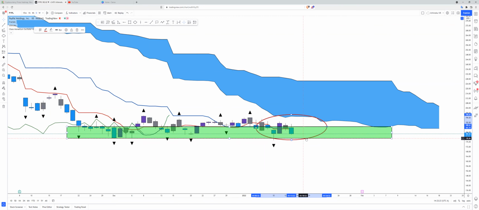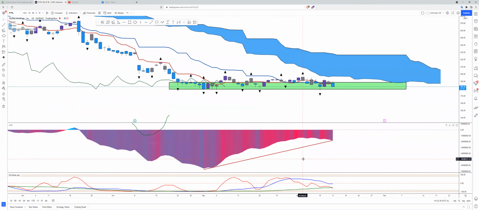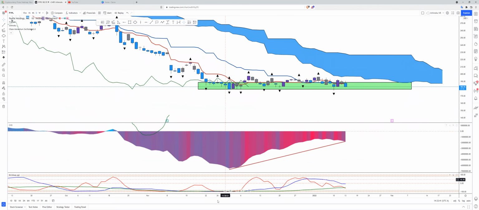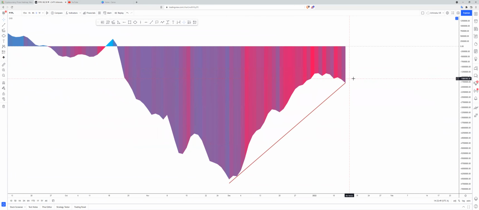So I will be cautious here. I wouldn't go long just yet, but it is looking good for a long. And if you want to get a better position or have a better chance on this trade, wait for this to turn blue. Wait for this to turn blue.